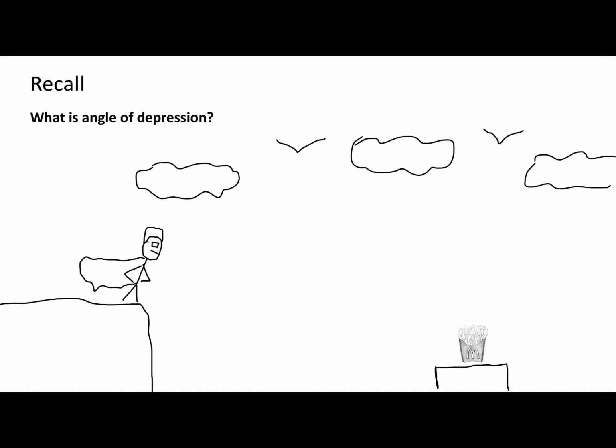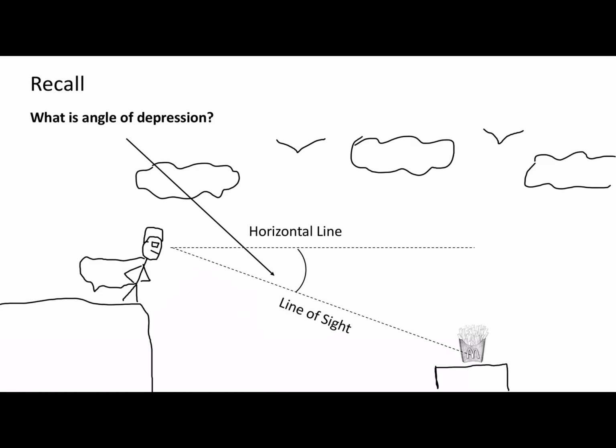Now how do you draw angle of depression? First, you draw a horizontal line, and then you draw the line of sight. And where do you draw the angle then? You draw it here.